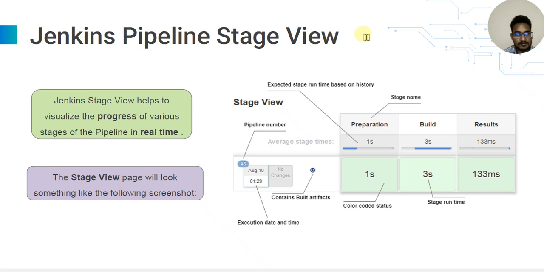Jenkins pipeline stage view. The stage view helps to visualize the progress of various stages of the pipeline in real time. It shows the build result with color-coded status, the stage and time, and continuous build execution data and time. The stage view page will look something like the following screenshot.